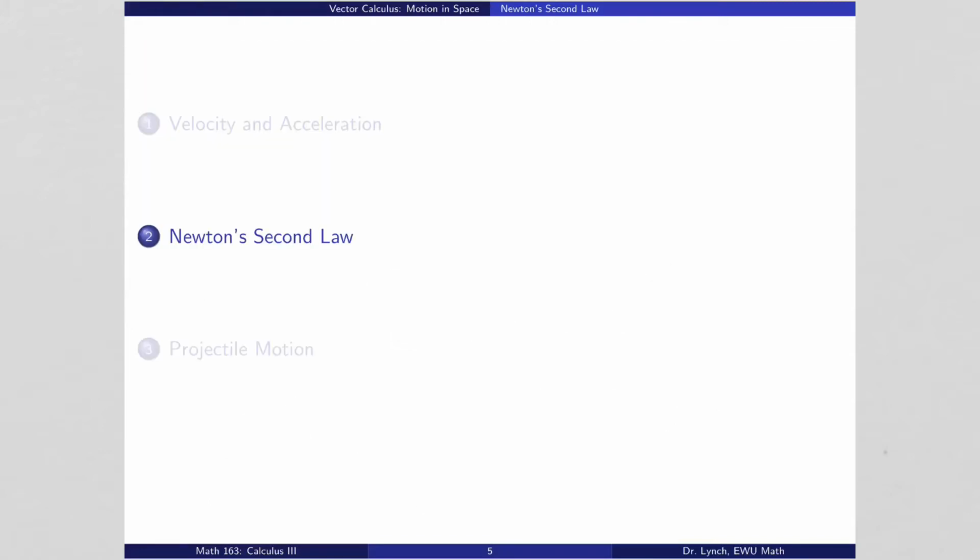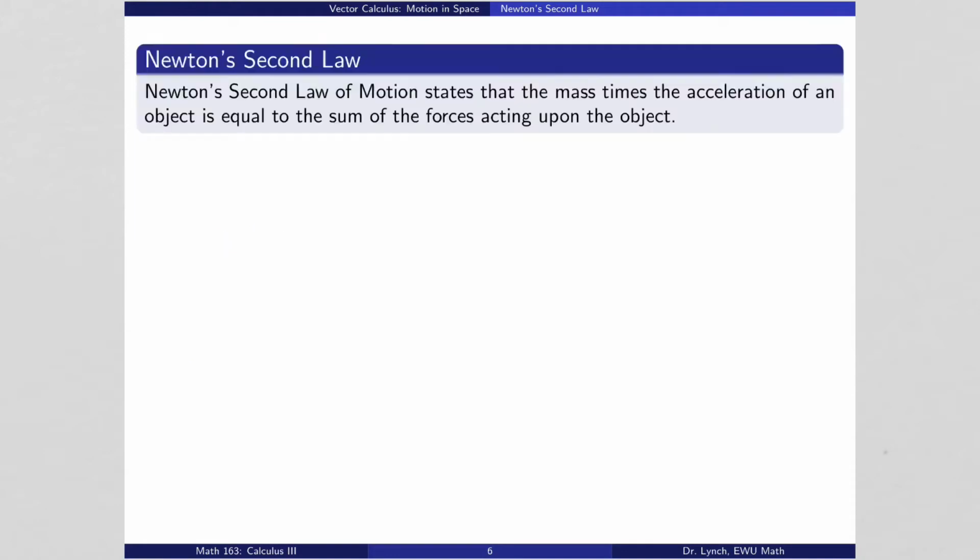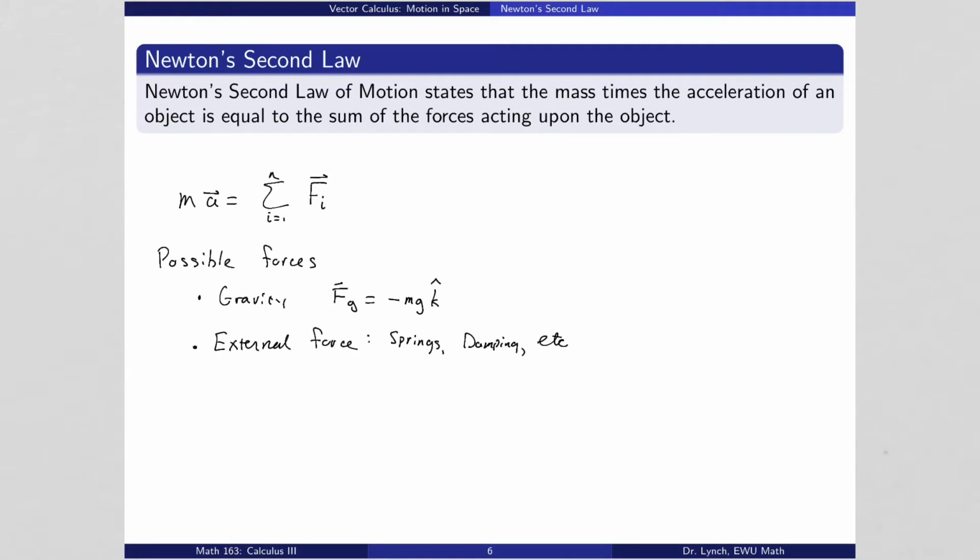Okay, move on and talk about Newton's second law. I'll remind you that Newton's second law of motion tells us that the mass times the acceleration of an object is equal to the sum of the forces acting on the object. So oftentimes this Newton's second law of motion is represented by the equation m a vector equals the sum of F sub i vectors. Possible forces might be like the force due to the acceleration of gravity, minus mg in the k direction, or external forces like springs or damping forces or things like that. Many of you are in this class because you're eventually going to take Math 347, and these type of forces end up being important in Math 347. So you'll circle back to that for sure.